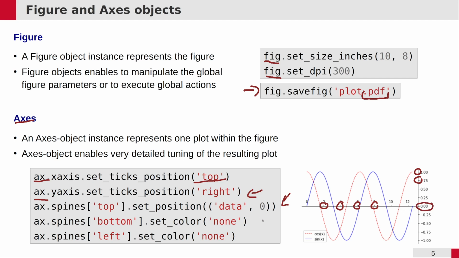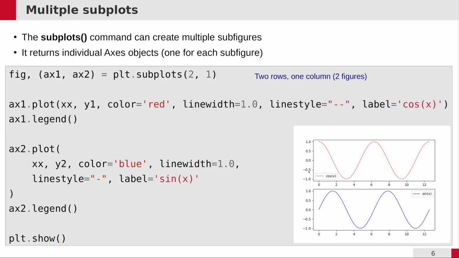And for example, I can say that the other x spine, which would be on the bottom, should have the color none, which means that you see that here the x-axis which I had before has completely vanished, and so on and so on. And the same for the left spine, which would have been here. I was setting the color to none and it vanished. So you have full control over what is plotted and how, and you just have to look for the right method to manipulate it.